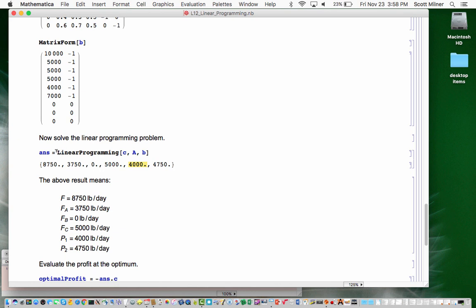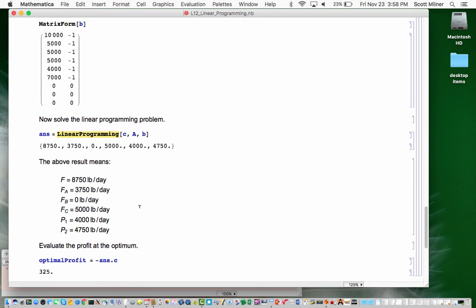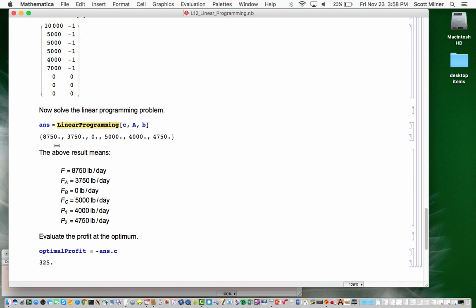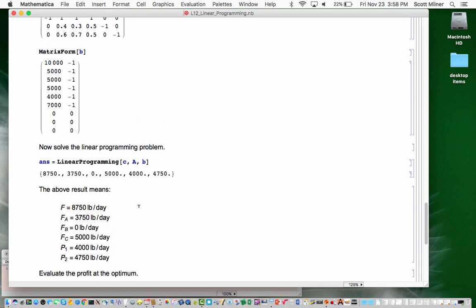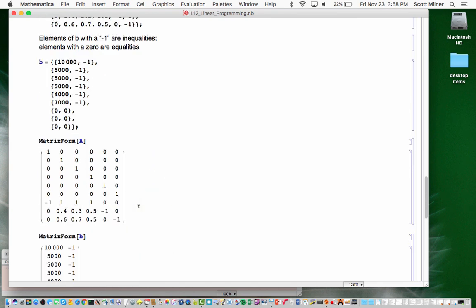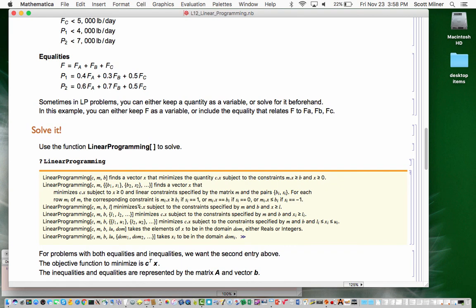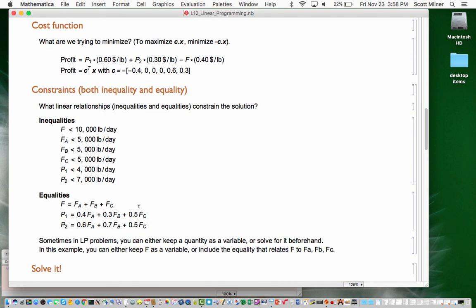But this is what is produced by the linear programming simplex algorithm, which Mathematica is using when you use this function. You can then evaluate the profit at the optimum by taking this answer and dotting it into the cost function and remembering to change the sign, because this thing without the minus sign is minus the profit, i.e. the cost, and so minus that is the profit, which is 325 in some units or other. That would be dollars per day, I guess. Yes, because we were working in dollars and days.